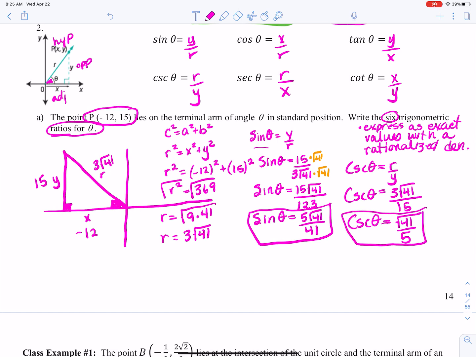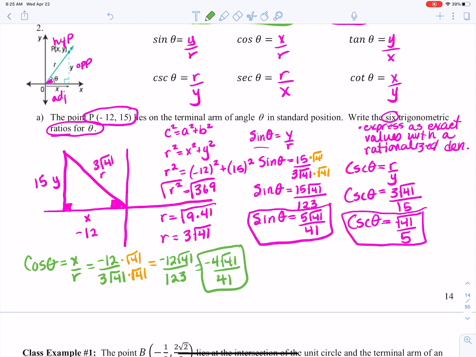All right, let's do cos. Cos theta is equal to x over r, which is negative 12 over 3 root 41. And I'm going to do the same thing and multiply top and bottom by root 41. And that'll give me negative 12 root 41 all over 123, which reduces to negative 4 root 41 all over 41. So there's my ratio for cos.